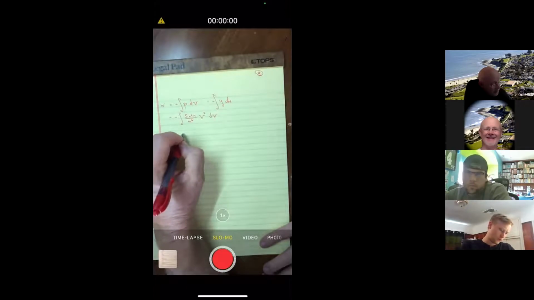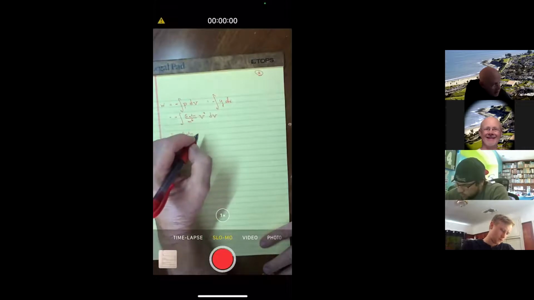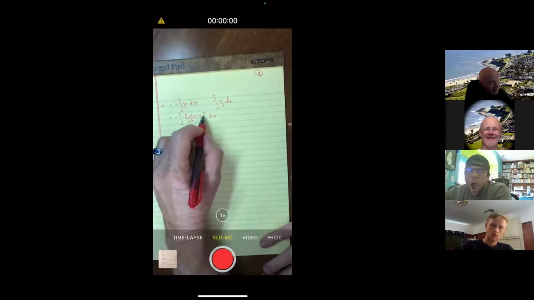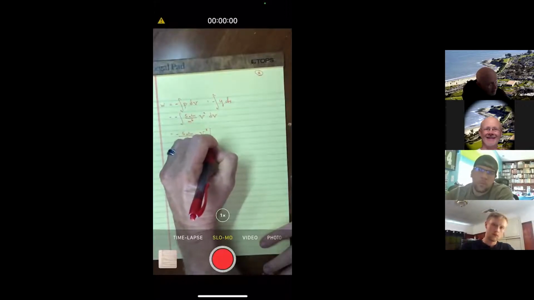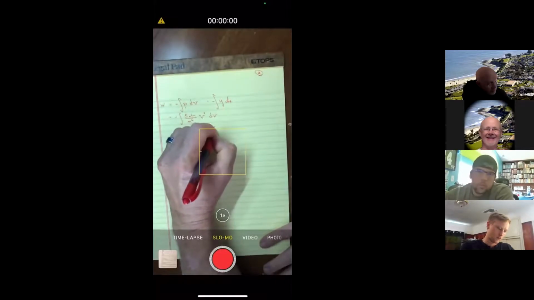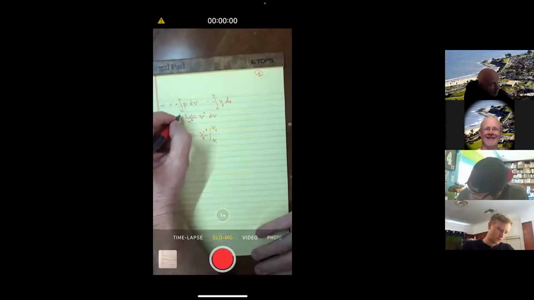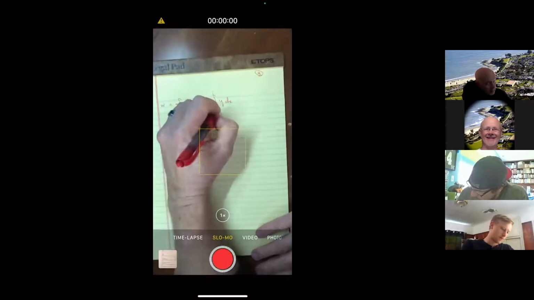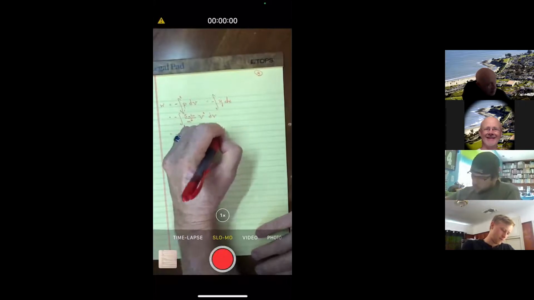I'll pull the 5 atmospheres over meters to the 6th out in front of the integral. And then I just have an integral of v squared dv. Well, that's just v cubed over 3 evaluated from the initial volume to the final volume. And I could have put the limits here, but it was from 1 to 2.